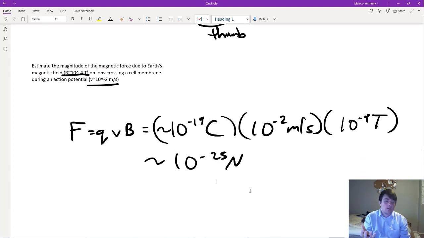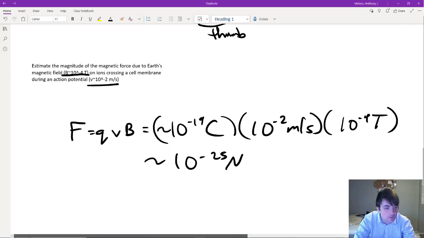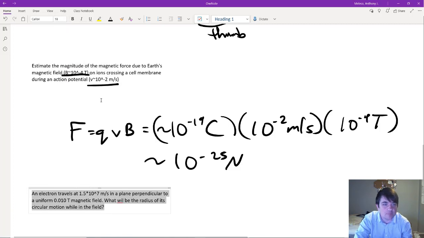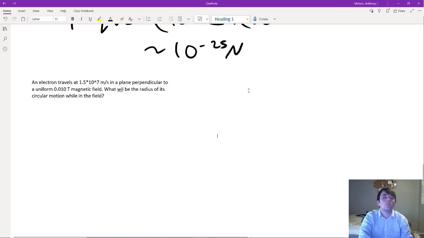That's why, you know, it's a storm outside. That's why we don't go flying around, or basically why our body can work just fine in the Earth's atmosphere. You know, it's not like we're being forced to move in a particular way due to the magnetic field, right? It's a really, really small force that we're talking about.